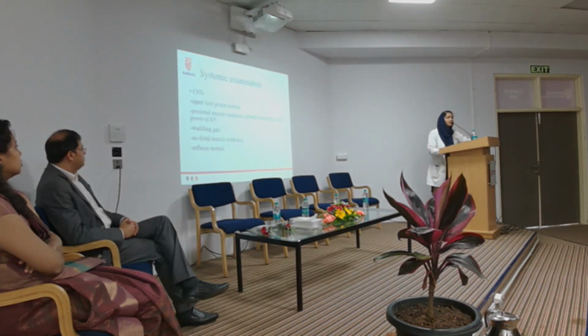Systemic examination, central nervous system examination: upper limb power was normal. Proximal muscle weakness was noted in both the lower limbs with power of 4 by 5. She had a waddling gait. There was no distal muscle weakness, and reflexes, superficial and deep tendon, were normal. Per abdomen was soft, non-distended. Tenderness was noted in the epigastric region and also in the hypochondriac region. Bowel sounds were heard. Other system examination was unremarkable.